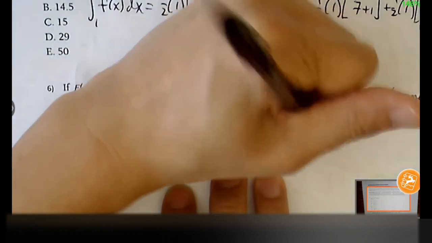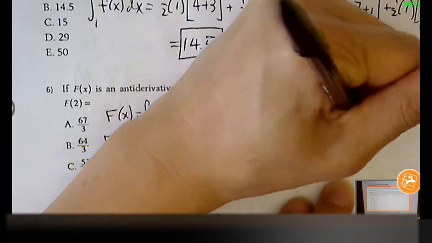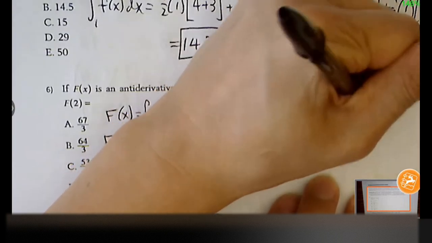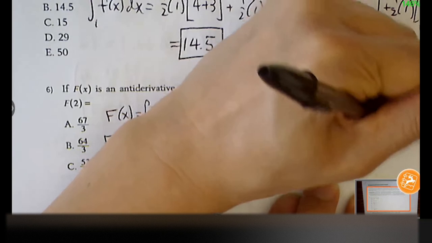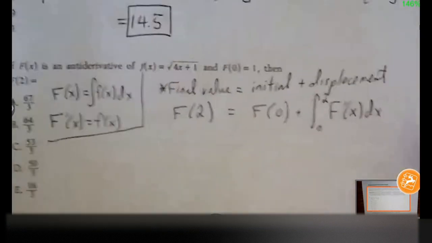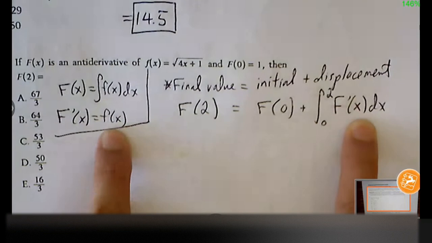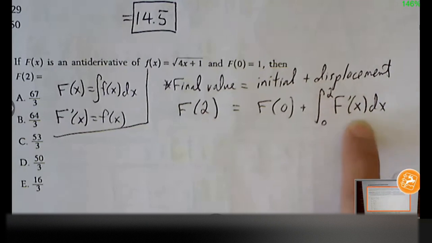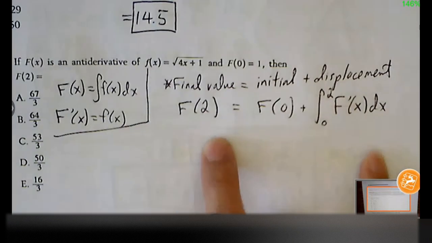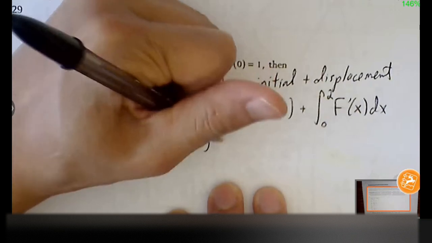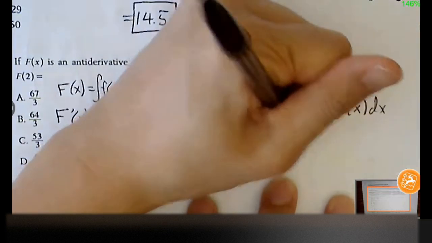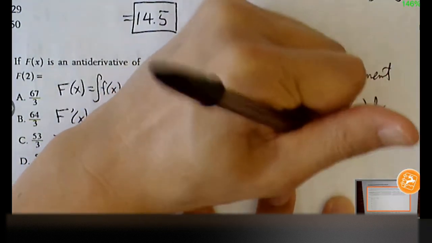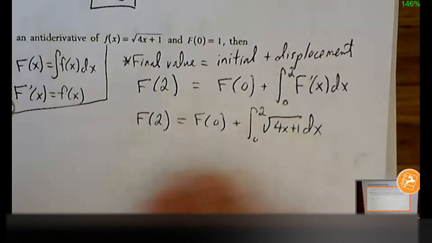So if I want to look for F of 2, I'm going to start with F of 0, and I'm just going to figure out the progress made between 0 and 2 of uppercase F prime. And we know uppercase F prime of x dx is basically lowercase f of x. Lowercase f of x is root 4x plus 1, so we just insert this root 4x plus 1 in place of this uppercase F prime. The rest can just go into our calculator.